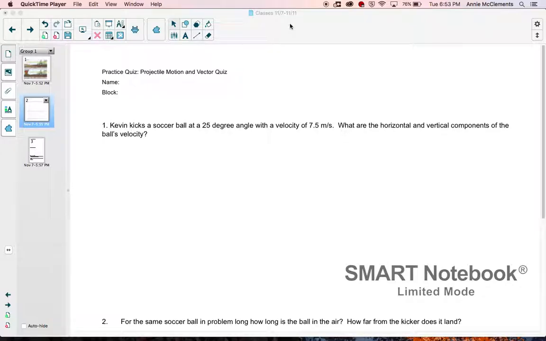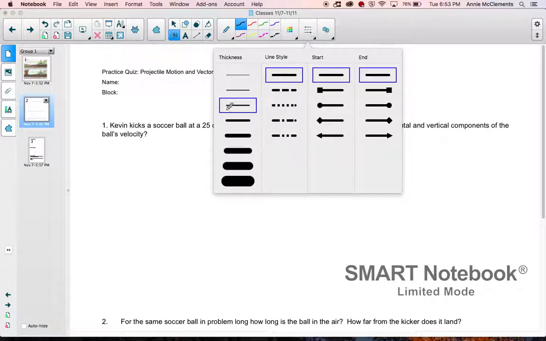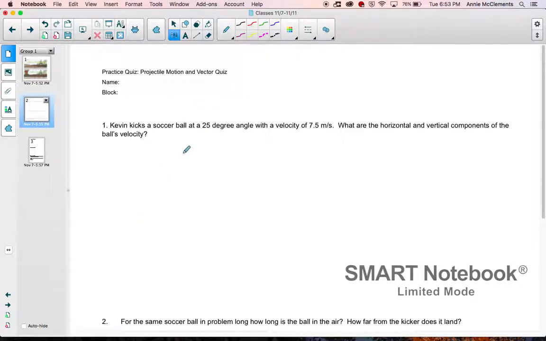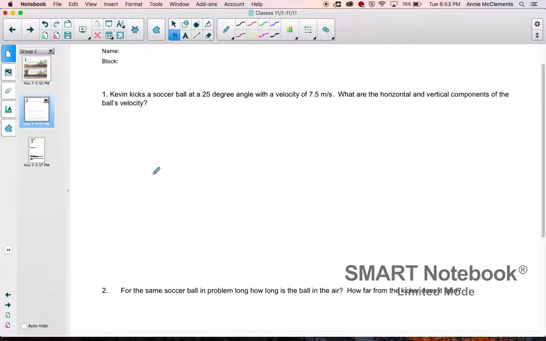So I want to go over this little practice quiz that you just took, or took last night for homework, depending on which class section you're in. The quiz that you'll be taking on projectile motion and vectors is going to look very similar to this. Three questions about dividing vectors into components and applying that skill to projectile motion. So let's go ahead and get to this.